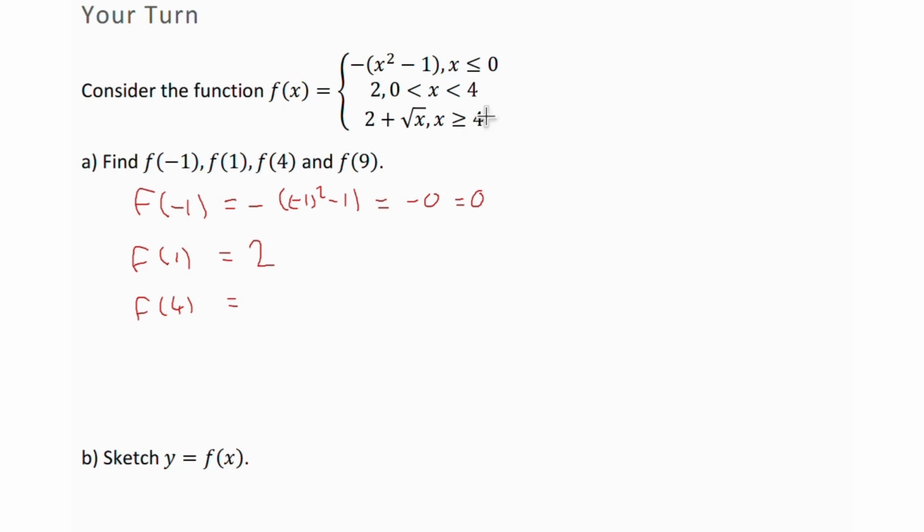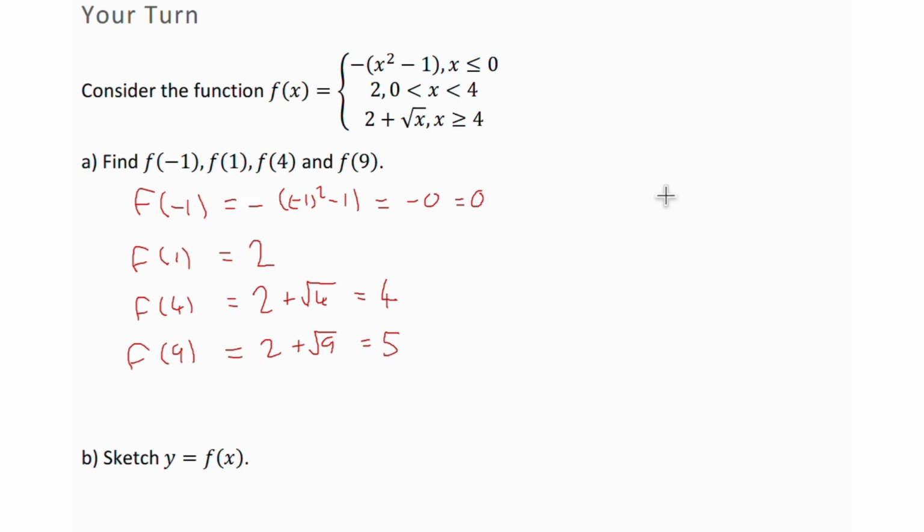F of 4, we're now into this section, greater than or equal to 4, so it's 2 plus the square root of 4, which is 4. And finally, f of 9, again we're in this last section, so it is 2 plus the square root of 9, which is 2 plus 3, which is 5.